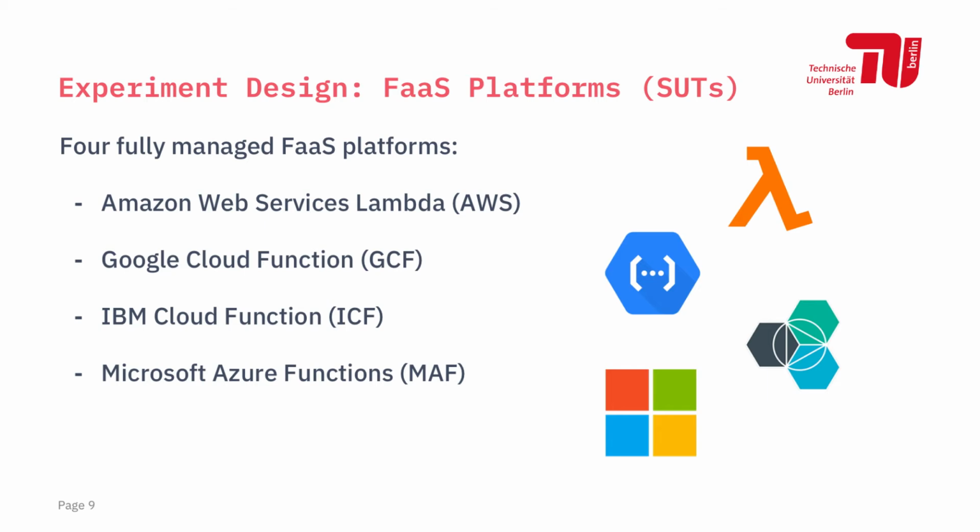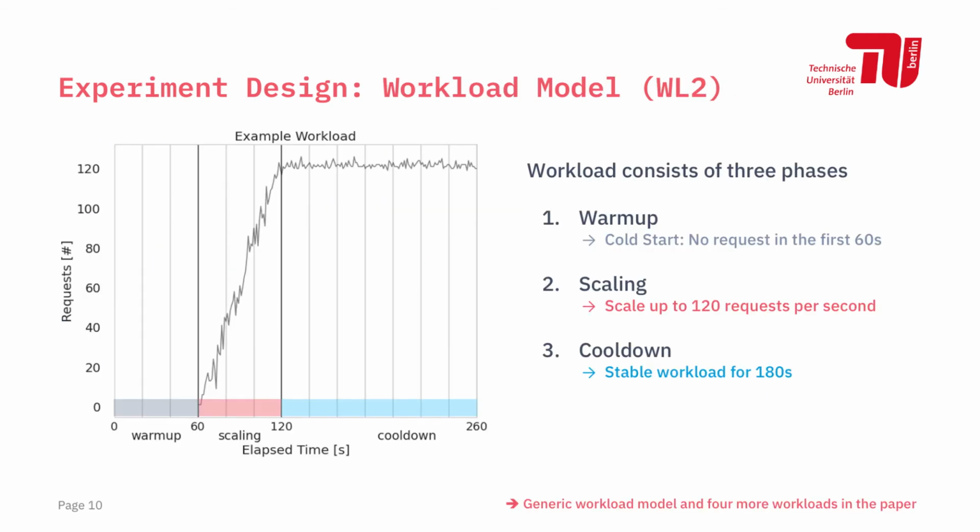On all of these platforms, we then ran different workloads. For our experiment design, we defined a generic workload model. This model consists of 3 phases: a warm-up phase of 60 seconds, a scaling phase, also of 60 seconds, and a cool-down phase. In the warm-up phase, we tested the cold and warm start behavior of these functions by either providing a fixed workload or not. In the scaling phase, we always ramped up the workload to a specific target. In the cool-down phase, we kept that workload stable to see how long it would take the platform to normalize.